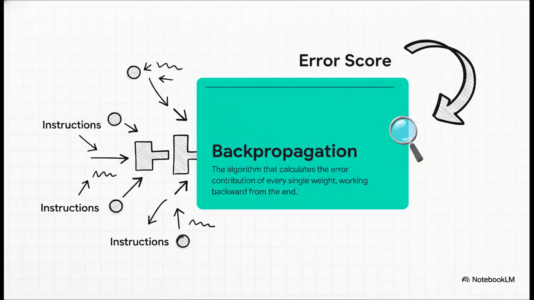So if gradient descent tells the network where to go, backpropagation is the messenger that actually delivers the instructions. It takes that final error score from the report card and works its way backward through the entire network, telling every single connection exactly how much it was responsible for the mistake and exactly how it needs to change.